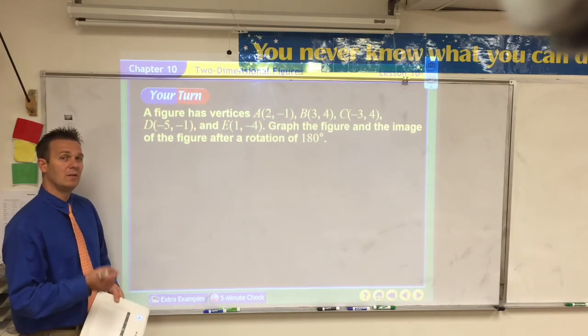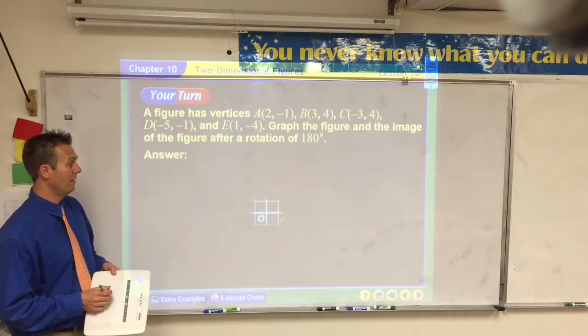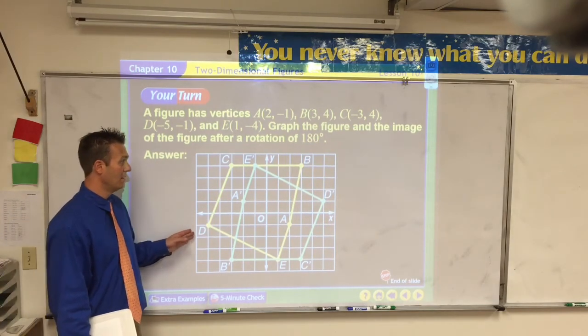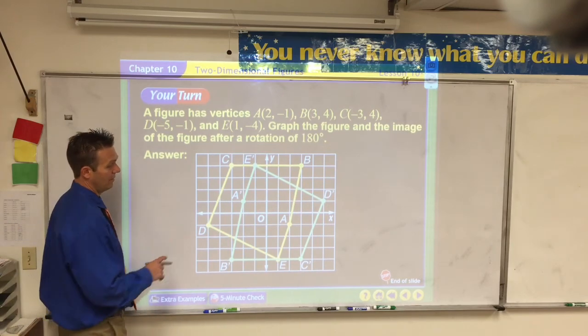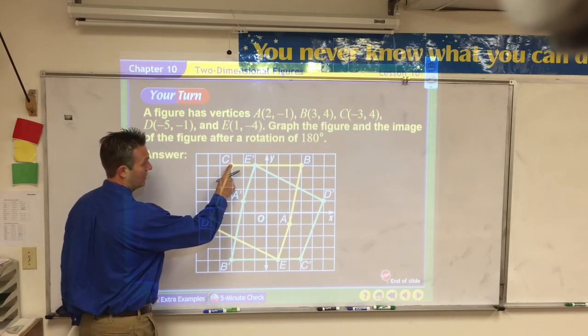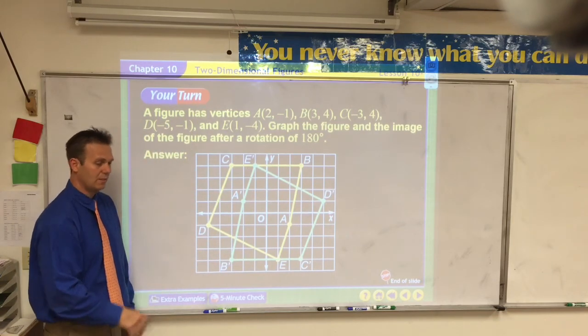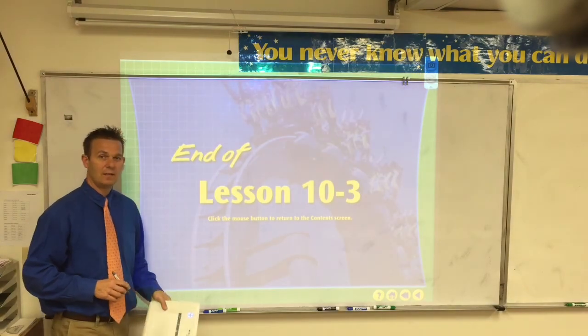And once you do that, you can work it out, see if you get the right answers, and then you have to graph them. And this is what the graph looks like. The yellow being the original, and then the green being the rotation of 180 degrees. Again, 180 degrees, here's your C up here, and it's now down there. So if you see it rotate 180 degrees, you know you got the right answer. And that is the end of lesson 10.